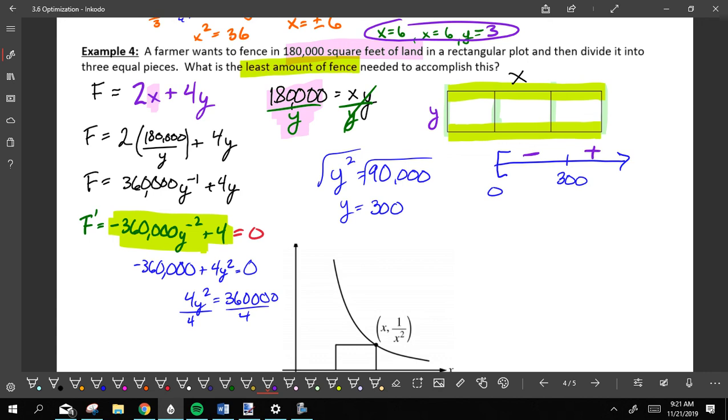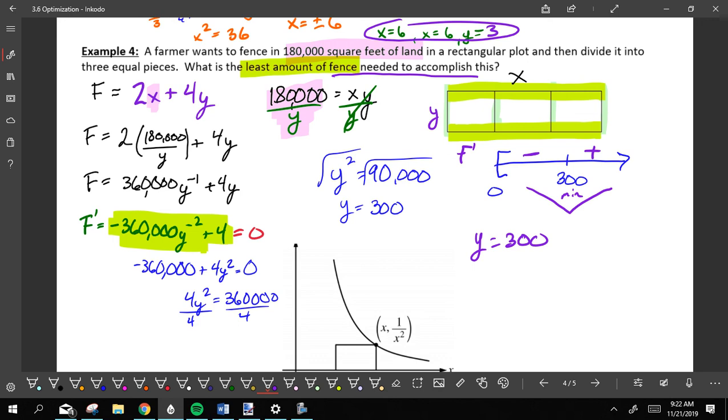If you don't believe me, plug it into your calculator. It gets kind of funky. Just plug in your calculator. Is 300 a minimum? Yeah, because F prime changes from negative to positive, and so that is a minimum. So 300 is what I want my Y value to be. We're trying to find the least amount of fence needed.